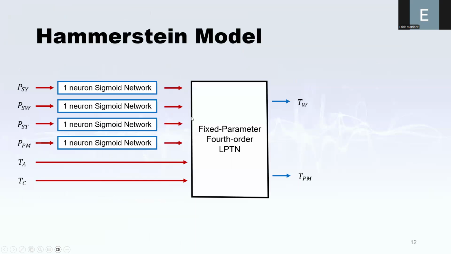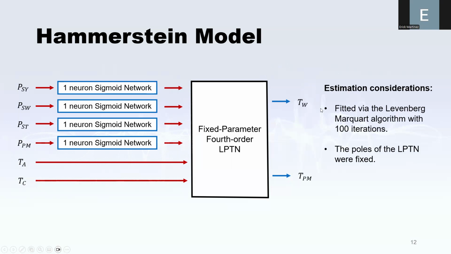Now, for the Hammerstein model, for the linear block, we use the fixed-parameter fourth-order LPTN. Just to remember, the inputs of this model are the stator yoke power loss, the stator winding power loss, the stator teeth power loss, the permanent magnet power loss, and also the ambient and coolant temperature. Following the approach of the Hammerstein model, we apply the input nonlinearity, which in this case was a one-neuron sigmoid network applied to the inputs of the power losses, as we can see in this image.